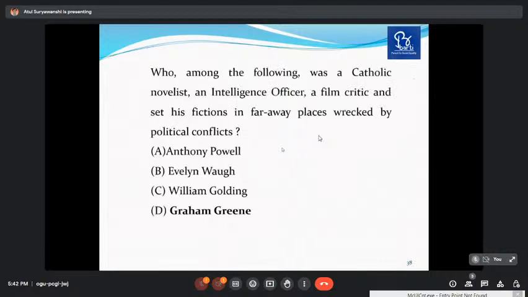Next question. Who among the following was a Catholic novelist and intelligence officer, a film critic, and set his fiction in faraway places wracked by political conflict? Is he Anthony Powell, Evelyn Waugh, William Golding, or Graham Greene? And the answer is D, Graham Greene. So we have to study the background of the writer also.